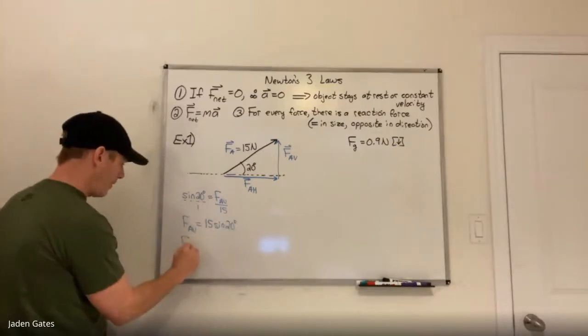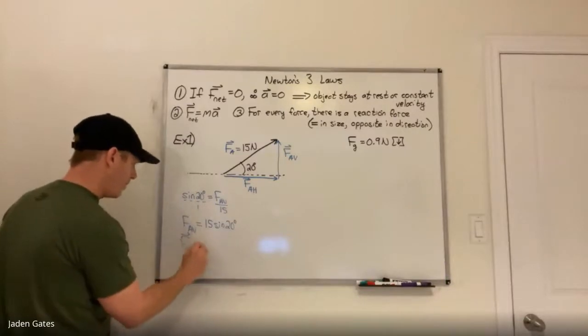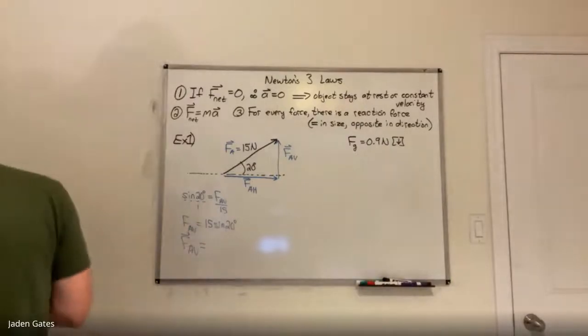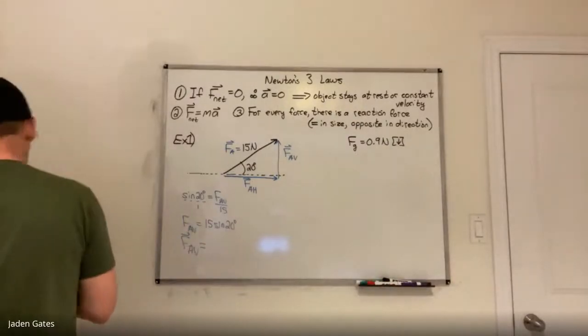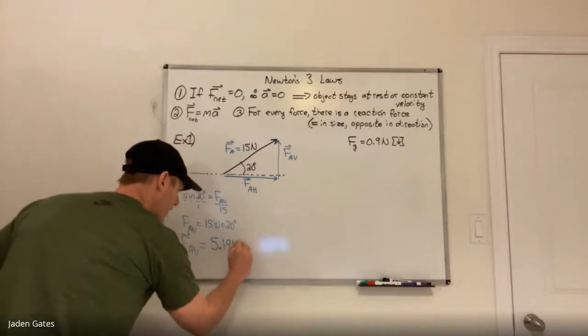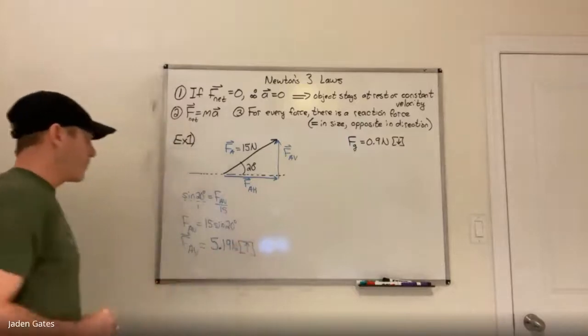And whoops, F_AV. Do a little bit of calculations there. So I got 15 times the sine of 20 degrees, and I'm getting 5.19 newtons. And again, it is, let me see, directed up. I hope so. Really wouldn't be a good golf shot if it was directed down.